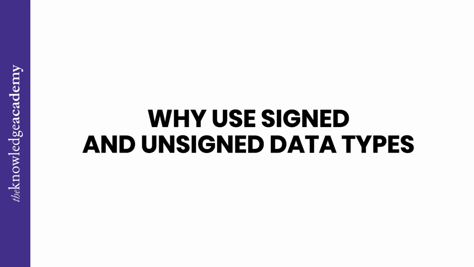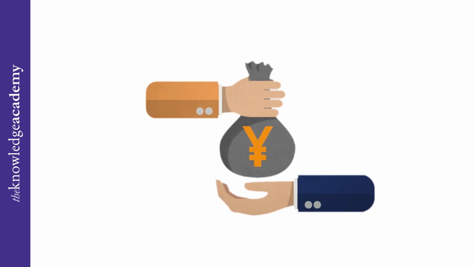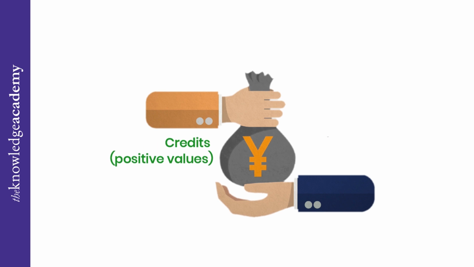Now, why do we use signed and unsigned data types? The choice between signed and unsigned data types depends on the specific requirements of your application. Signed data types are useful when you need to store both positive and negative numbers. For example, financial transactions where you might have credits in positive values and debits in negative values.